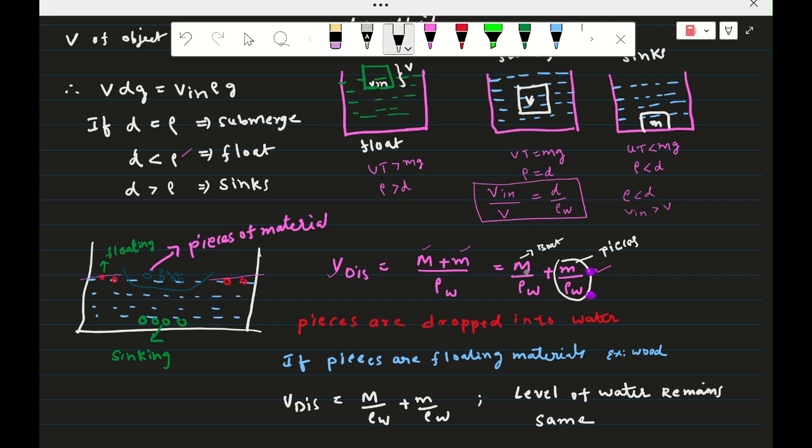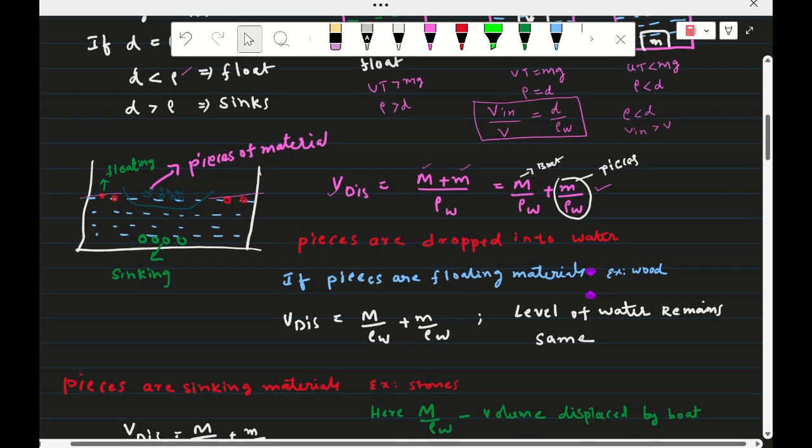So it will be constant, right? Volume displaced by the boat itself is constant, but volume displaced by the piece of material will be different for different materials, right? Now coming into the next case, pieces are dropped. If dropped pieces are floating material, for example wood carrying boat, now we are dropping it.